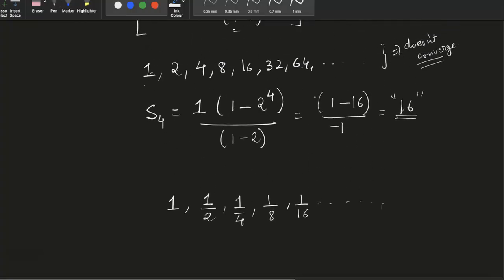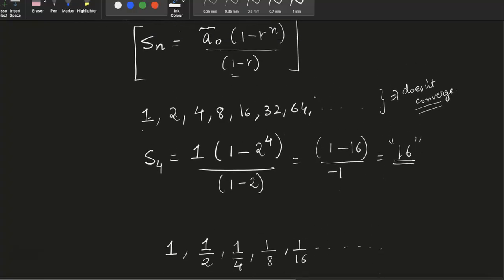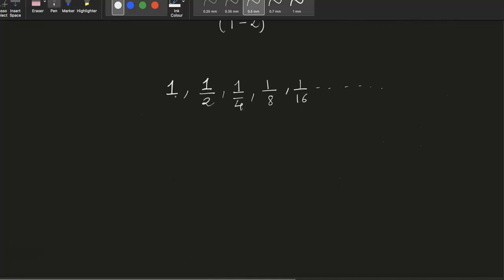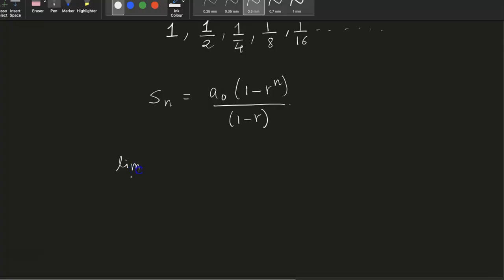So to find out the sum of the infinite geometric series, you take a limit as n tends to infinity. So let me rewrite the thing again. Sn is equal to a0 into 1 minus r to the power n divided by 1 minus r, right? Now the limit as n tends to infinity is the summation that you get.